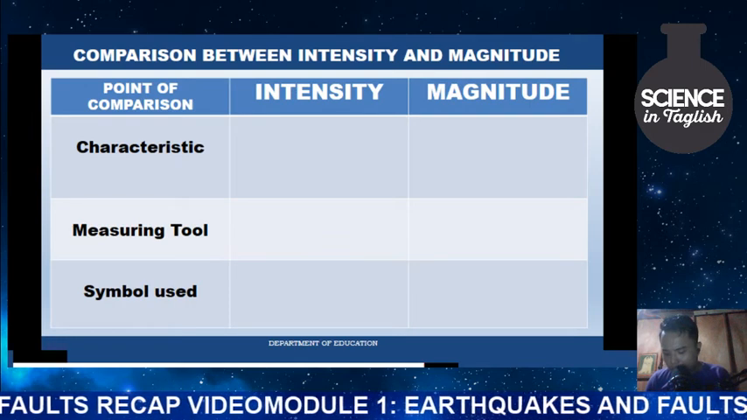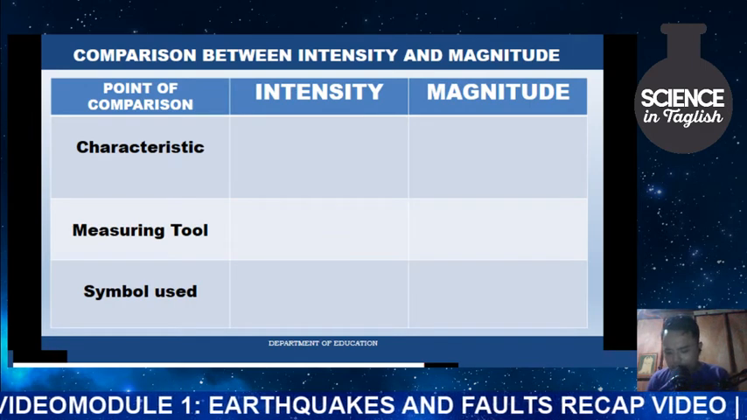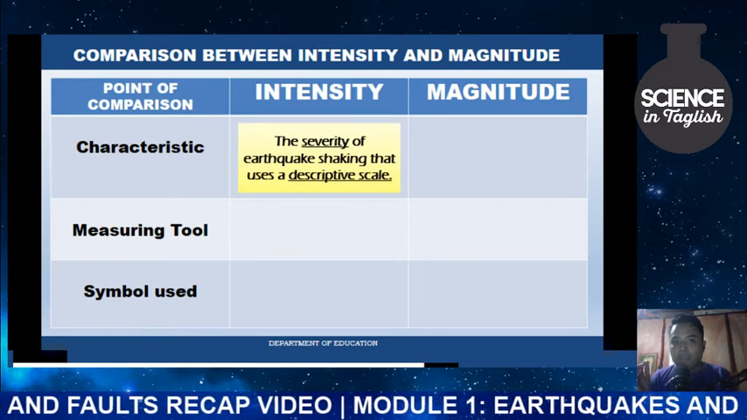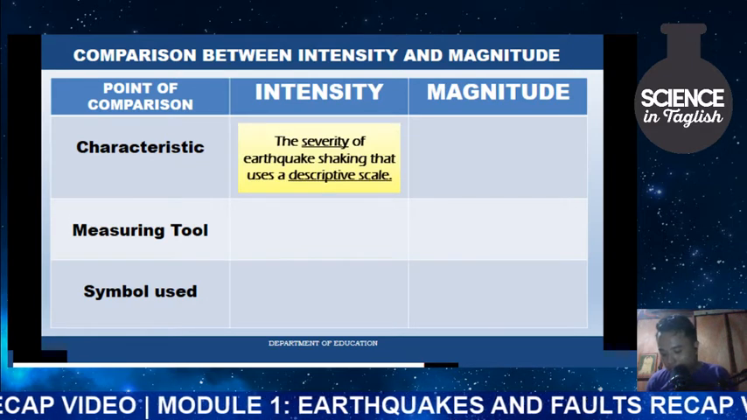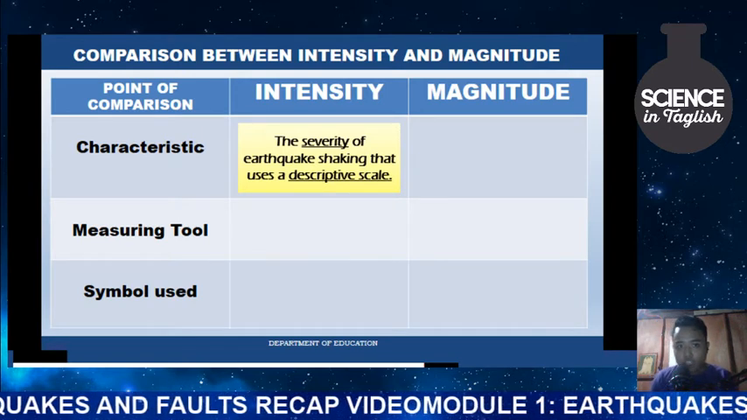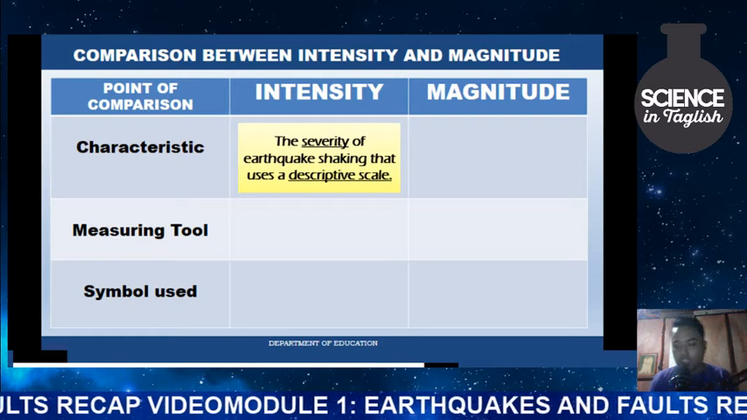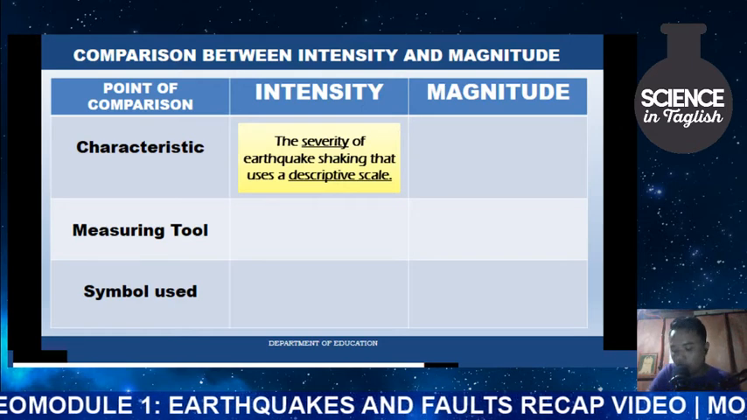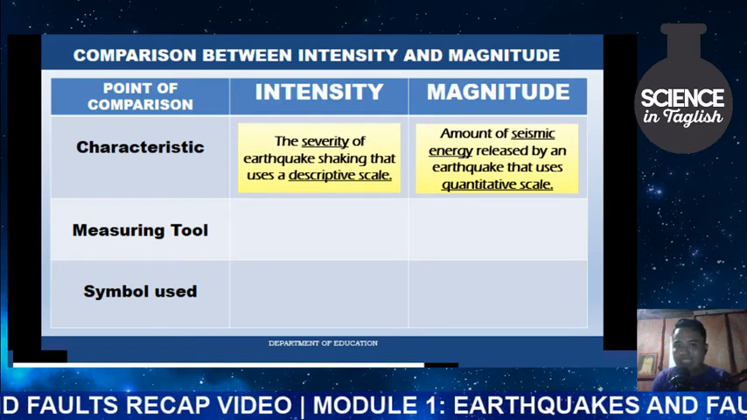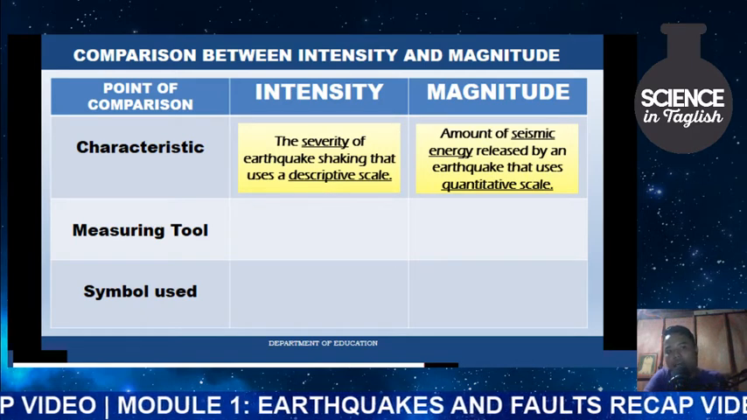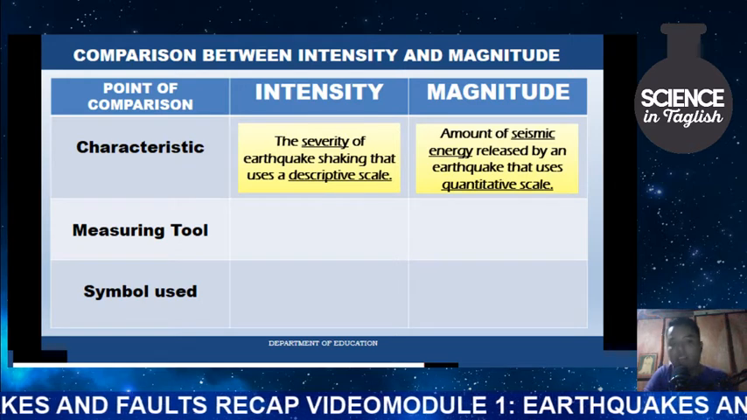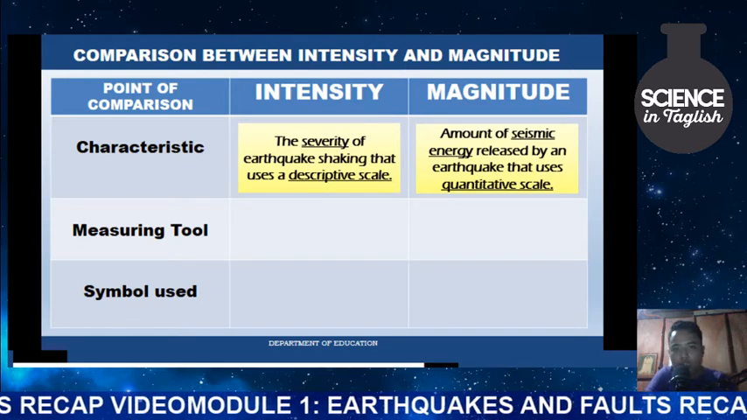Comparison, ano ba yung pinagkaiba ng intensity tsaka magnitude? Characteristic, ang intensity, it is a descriptive scale. Okay, this is the severity of earthquake shaking that uses a descriptive scale. So may nagde-describe, it is subjective to a person. Magnitude, it's the amount of seismic energy released by an earthquake that uses quantitative. Quali yung isa, quanti yung isa.